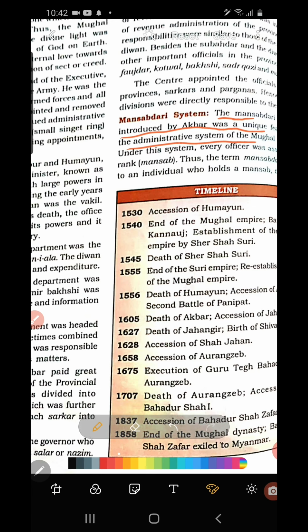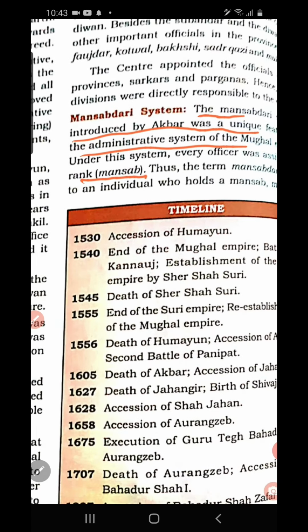Nowadays in the military and everywhere, all the officials have different ranks, higher rank and lower rank. So it was the first time Akbar gave a ranking system to the officials. After that, people started following it, giving ranking to officials in Indian history. A rank is known as Mansab. So the Mansabdari system is a ranking of the officials.